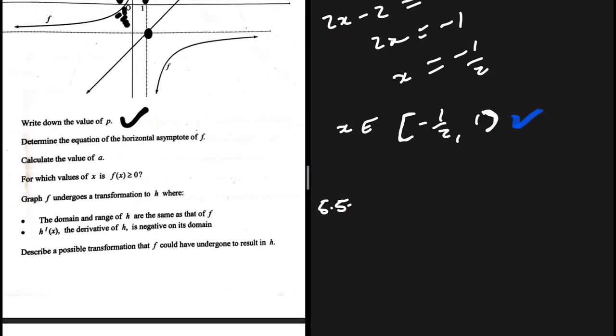That is 5.4. And then what about 5.5? I'll let you guys talk about it in the comments. Ultimately, describe a possible transformation that f could have undergone to result in h. What are the characteristics of h? The domain and range of h are the same as that of f. And h prime of x, the derivative of h, is negative on its domain. So what is the possible transformation? Let me know in the comments.